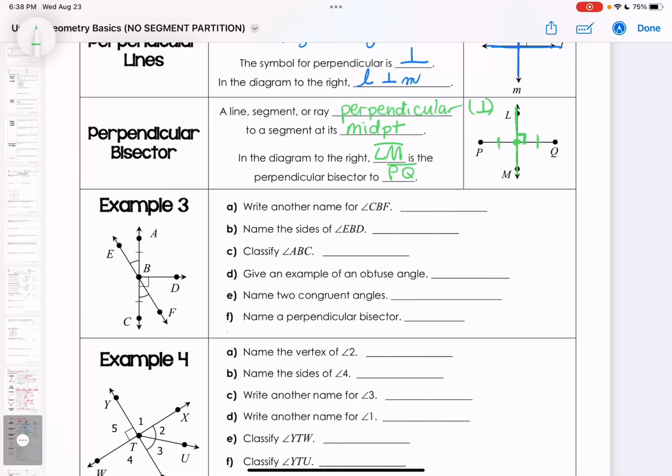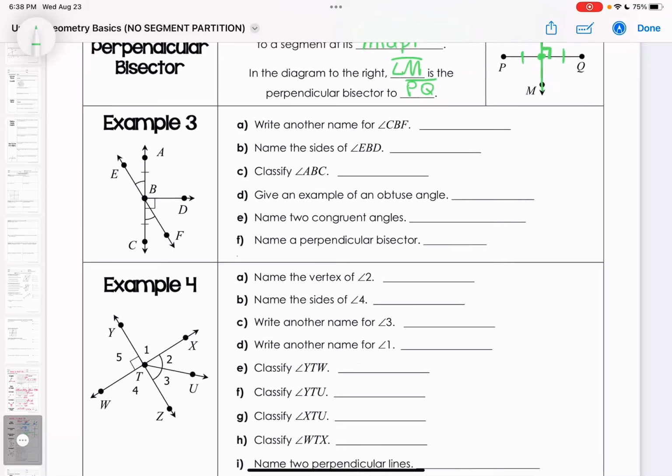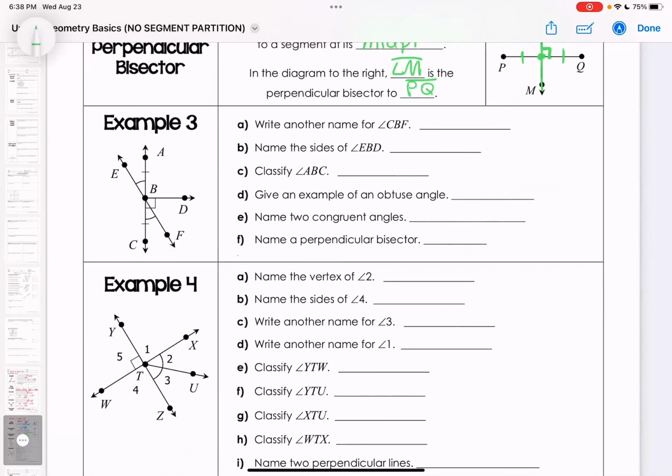Okay, so here's some examples. We have another name for angle CBF, right here. So I can also call that the opposite, angle FBC. Now you might be wondering why I can't call that angle B. That's because I have other angles sharing that same vertex.